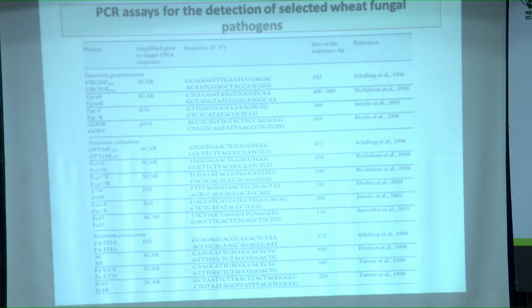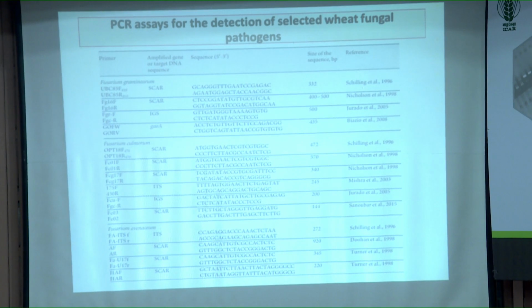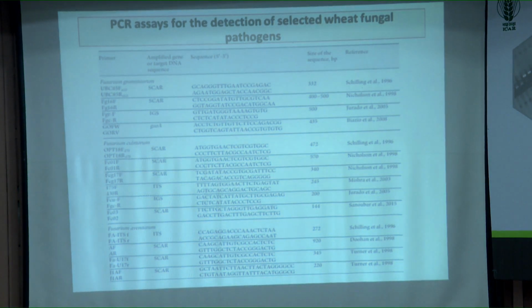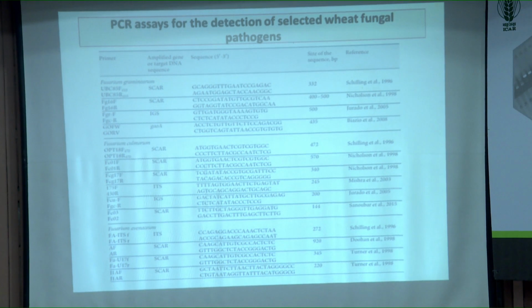These are some examples where, in the case of wheat, different types of markers are developed for different pathogens. You can see SCAR markers based on IGS and ITS regions, where they have designed primers and are able to detect the pathogen.